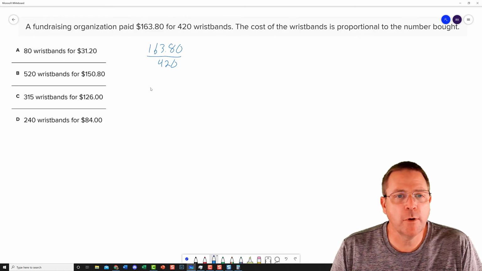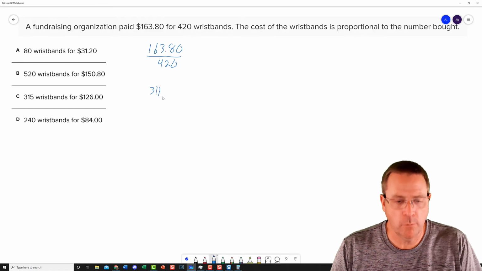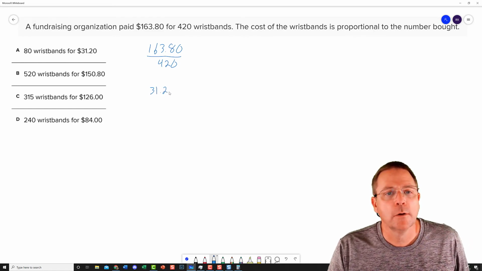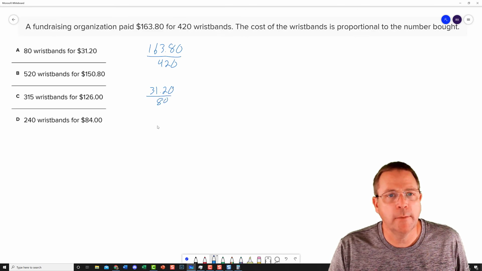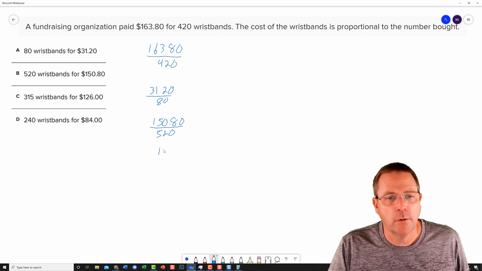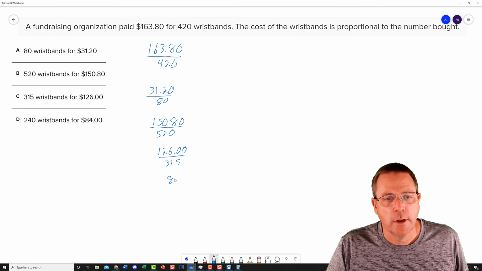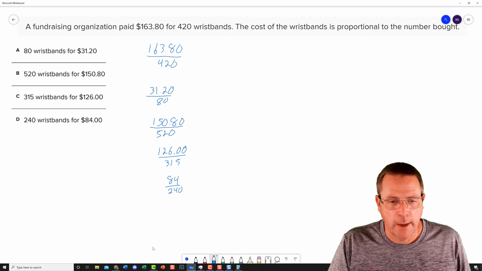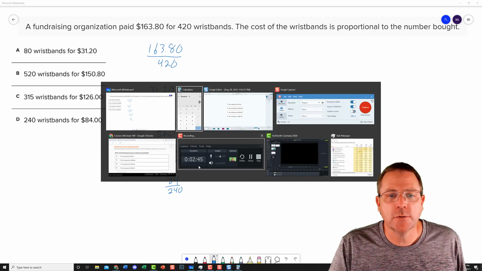So I'm going to set up some more ratios. I can do $31.20 for 80. I can do $150.80 for 520. I can do $126 for 315, and finally I can do $84 for 240. And we're going to use that calculator and grind out each one of those numbers.